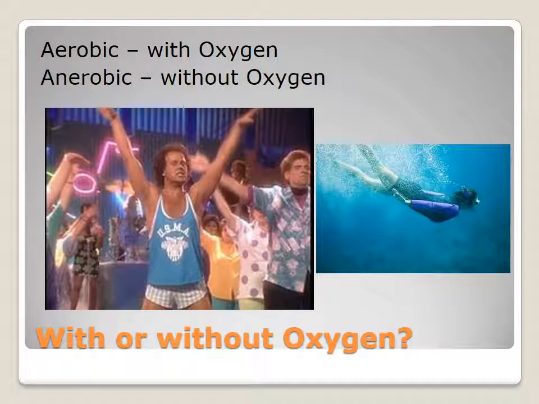So we can break down glucose in one of 2 ways. We can do it with oxygen or without oxygen. When we're doing it with oxygen, it's called aerobic. And without oxygen, it's anaerobic. Think of aerobic exercises, you're breathing a lot, you're taking in a lot of oxygen. Anaerobic, you're doing it without oxygen. An means without. Today, we're concentrating solely on aerobic respiration, using oxygen to help break down glucose.